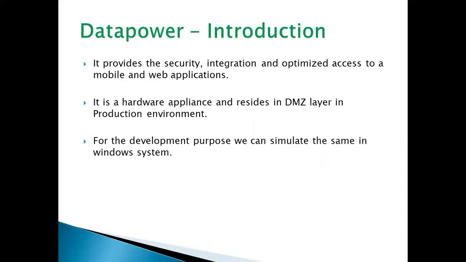Now we'll go through some details about DataPower before going to how we can enable the DataPower configuration in Windows using Docker. It provides security, integration, and optimized access to mobile and web applications. It's a hardware appliance and it resides in a DMZ layer. The hardware appliance is mostly used in the production environment. For the development environment, we can simulate the same hardware appliance features in Windows. So now we are going to do the same using Docker.